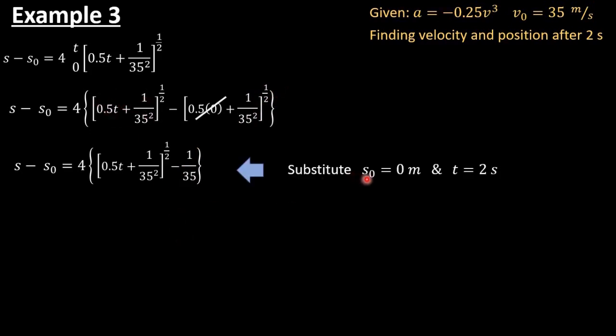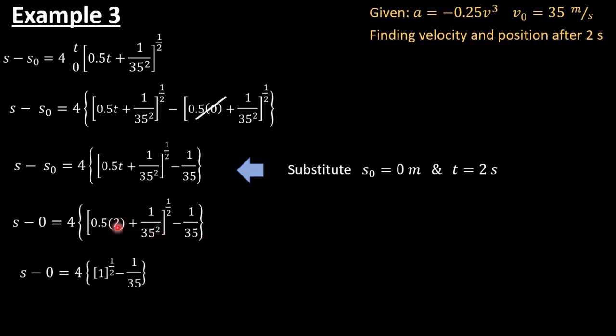Then substitute s0 into there, which was 0 meters because it started from position 0 meters, and time t equals 2 seconds, because we're trying to find this at time t equals 2 seconds. Substitute t with 2 seconds, substitute s0 with 0. It's going to give me this, and then simplify this down. So 0.5 times 2 plus 1 over 35 squared, which just gives me 1, minus 1 over 35 times 4. That's going to give me s equals 3.884 meters. So that is its position after 2 seconds, which is 3.884 meters.